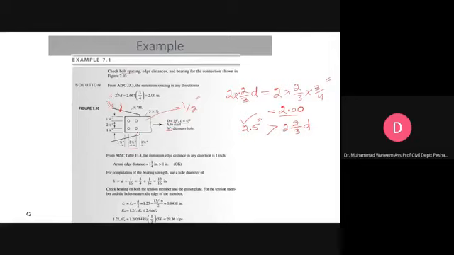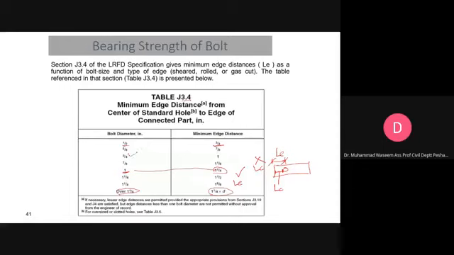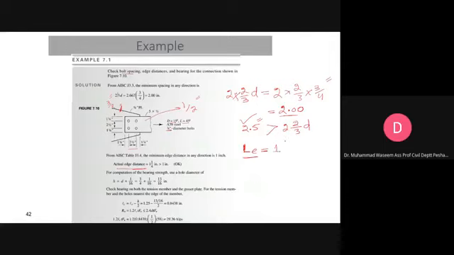Now we have to check the actual edge distance. The actual edge distance is from the center of this bolt to this edge, and the given distance is 1 by 4 inches. It is asking for this LE value, and for a bolt of 3 by 4 inch diameter, the minimum edge distance is given. You have to go to this table and see which bolts we are using. We are using a 3 by 4 inch bolt, and for this the minimum LE is 1 inch. The given distance in the figure is greater than that.